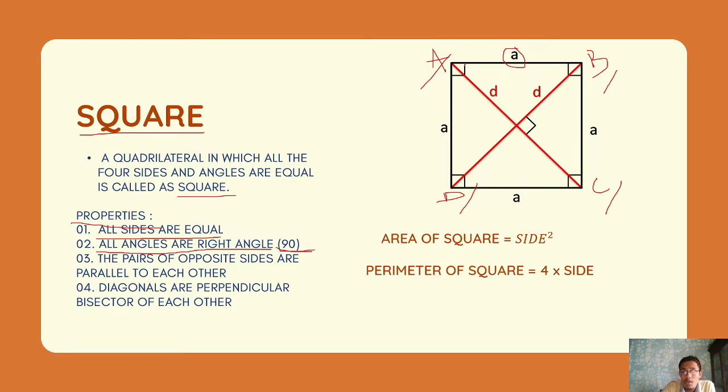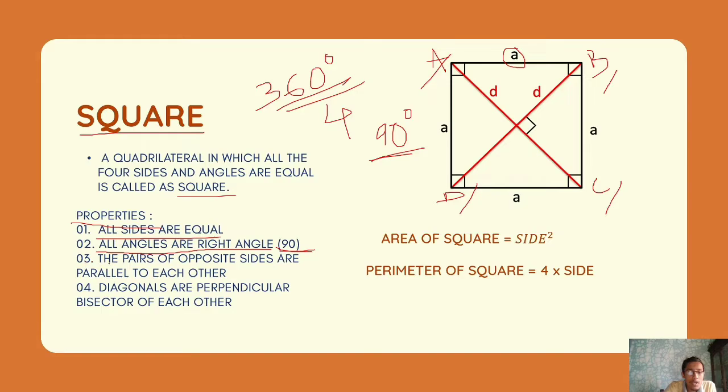Everyone remember this carefully: the sum of all the angles of any quadrilateral. The type of quadrilateral may differ, but in each and every type of quadrilateral, the sum of all the angles is equal to 360 degrees. So if you divide 360 by 4, you get the answer 90 degrees. If in any quadrilateral you see all angles equal to 90 degrees, and all sides are also equal, that is going to be a square.